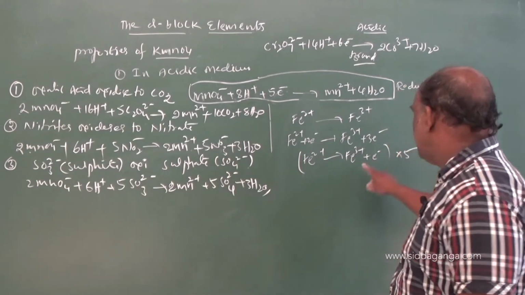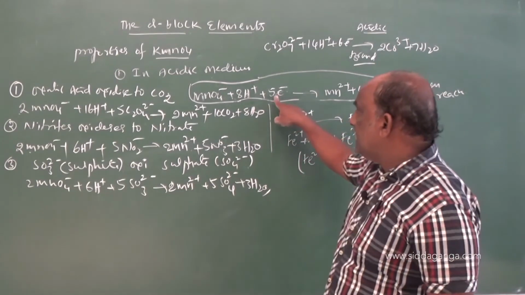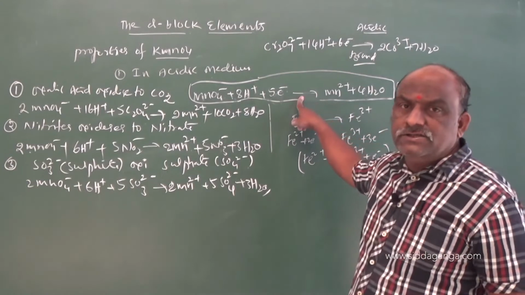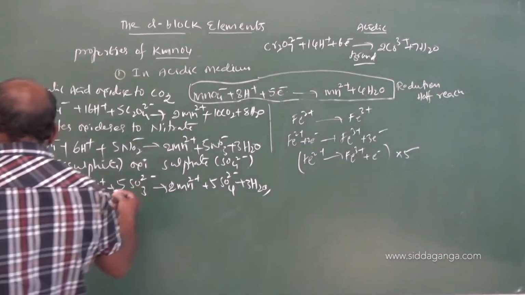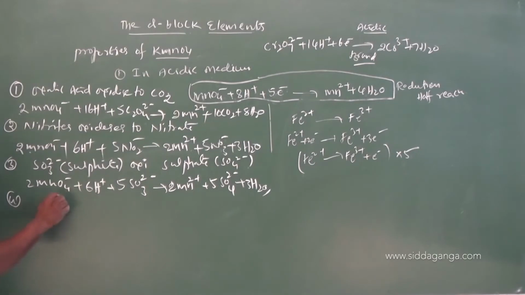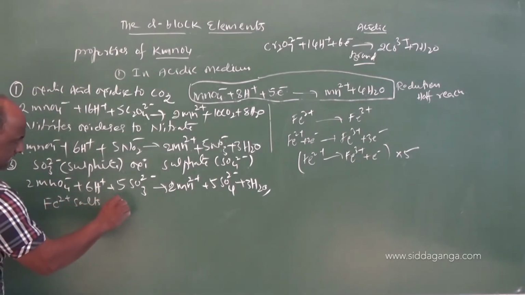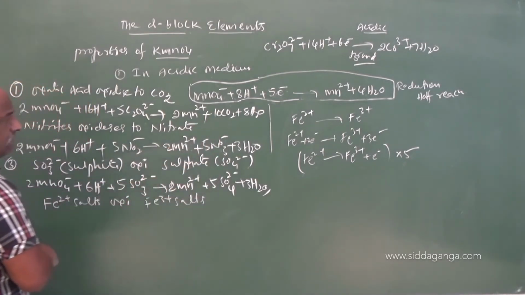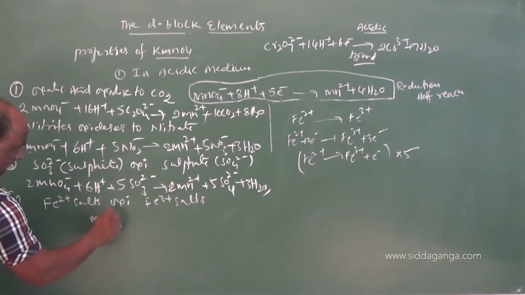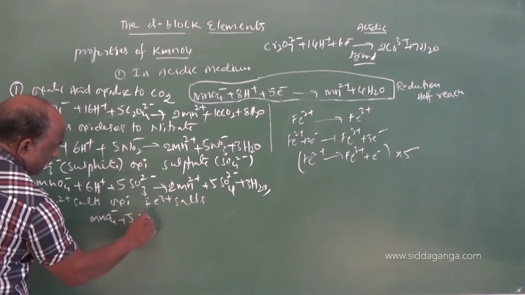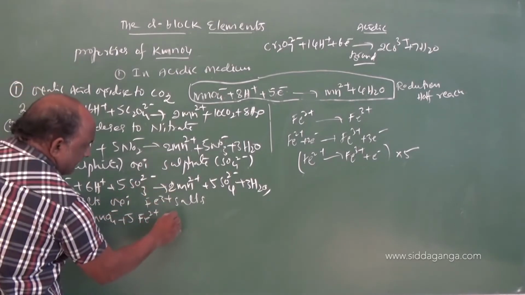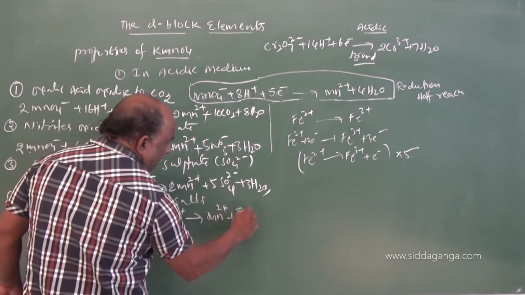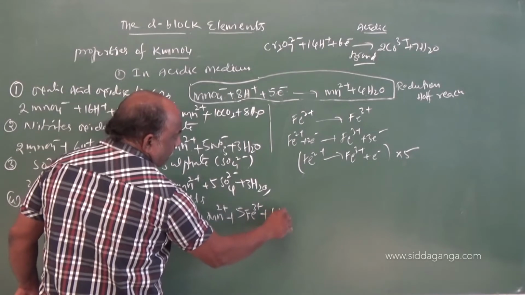Multiply with 5 only, because here 5 electrons are there. The 5 electrons get cancelled, and the remaining is written as it is. So that is MnO4 minus as it is, plus 5Fe2 plus, plus 8H plus, gives rise to Mn2 plus plus 5Fe3 plus plus 4H2O.